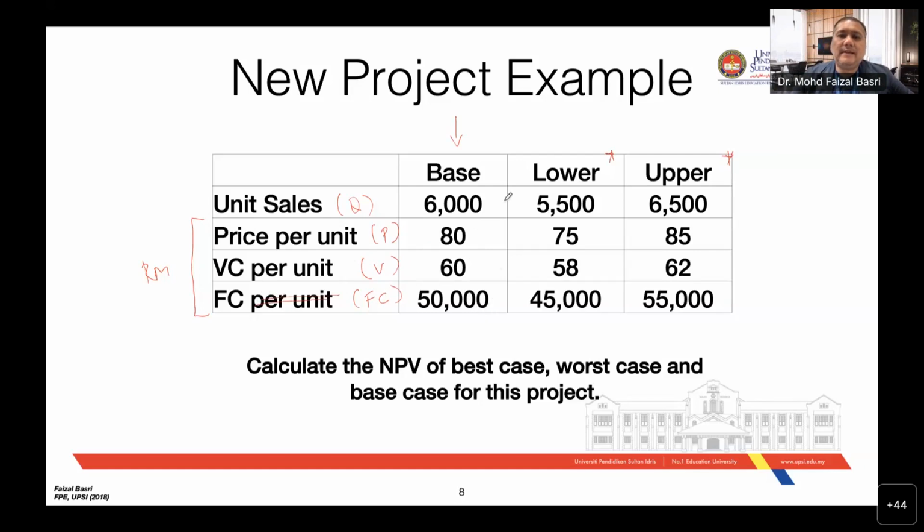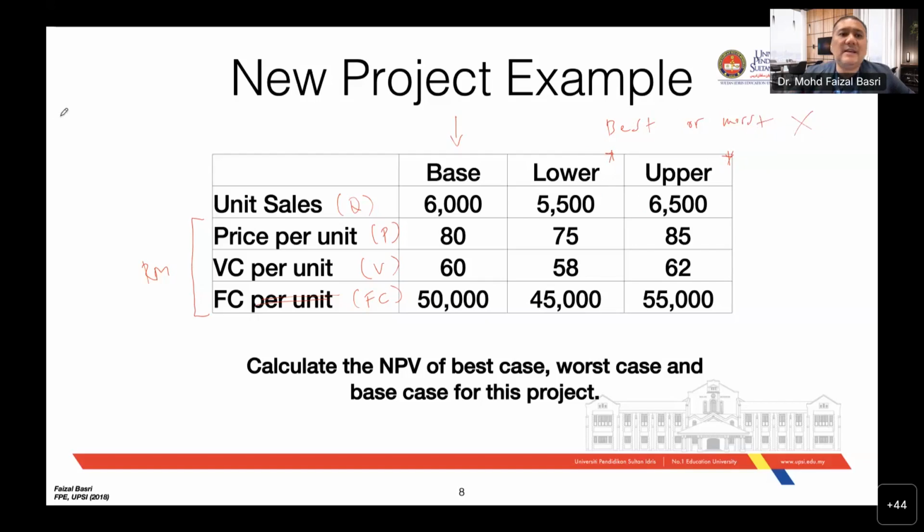Right? And the question gives you the lower and upper bound. Okay, and when we talk about lower and upper, this is not the best or worst case scenario. This is not best or worst. Okay, no. Best and worst is actually based on our assumption.